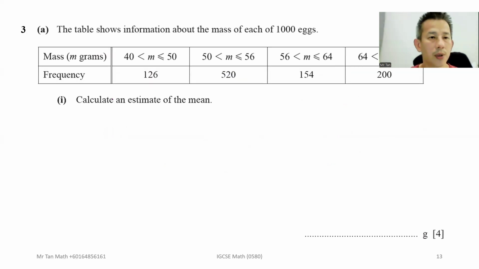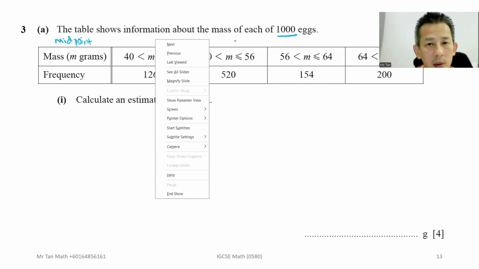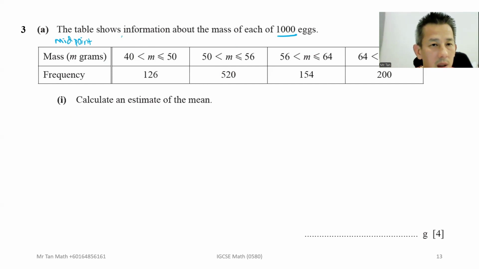Number 3, the table shows information about the mass of each of 1000 eggs. Calculate the estimate of mean. You have group data here. To calculate the mean of group data, first you need to find the midpoint. So find the middle, you plus and you divide. This should be 45. 40 plus 50 over 2, you should get 45. You calculate the rest.